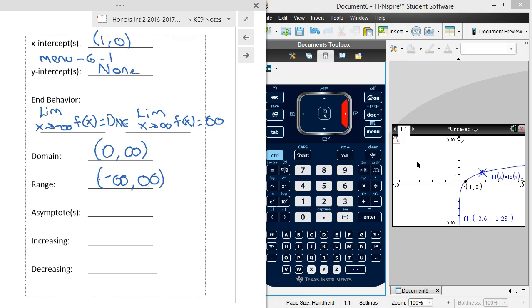My asymptote, right? There is a vertical asymptote. It never crosses that y-axis. That y-axis is vertical. So vertical lines are x equals, and it's x equals 0 there. And is this graph increasing or decreasing? As I use my pencil, it would also be going up. So it's increasing on its whole domain, 0 to infinity, and it is never decreasing.